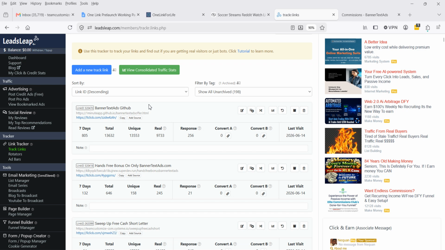But what's important about LeadsLeap, and most people have a LeadsLeap account, but if you don't, get one. Because this is how you determine whether you're wasting your time with the traffic that you're getting. That's what tracking is about.